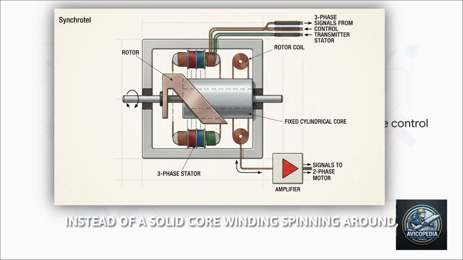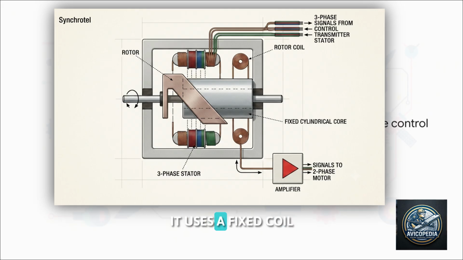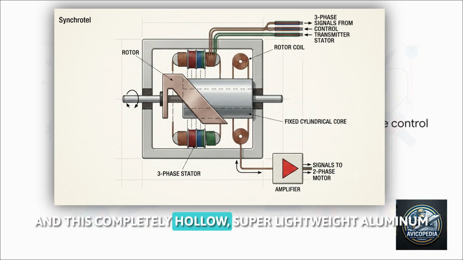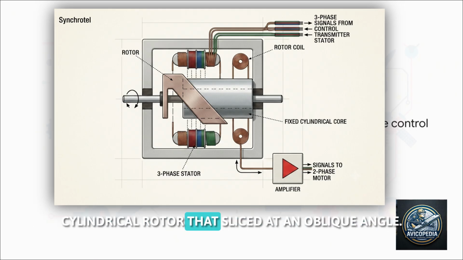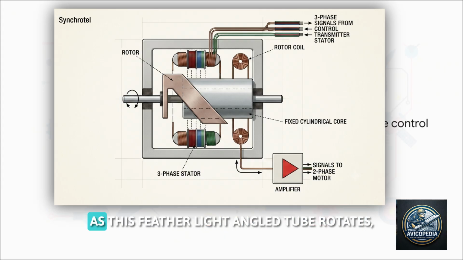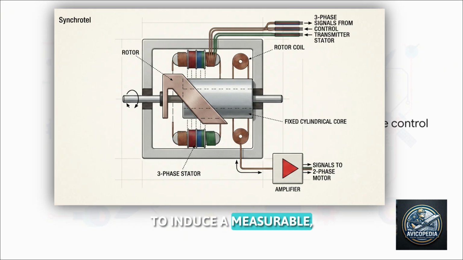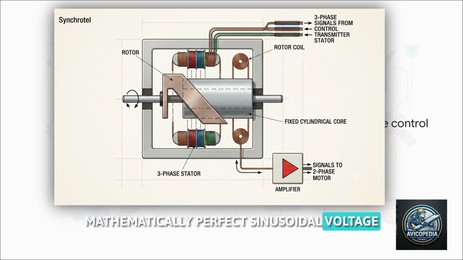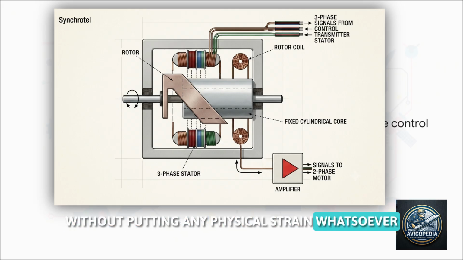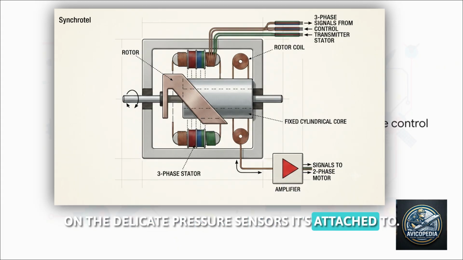Instead of a solid core winding spinning around, it uses a fixed coil and this completely hollow, super lightweight aluminum cylindrical rotor that's sliced at an oblique angle. As this feather-light angled tube rotates, it cuts through the radial magnetic fields just enough to induce a measurable, mathematically perfect sinusoidal voltage, without putting any physical strain whatsoever on the delicate pressure sensors it's attached to.